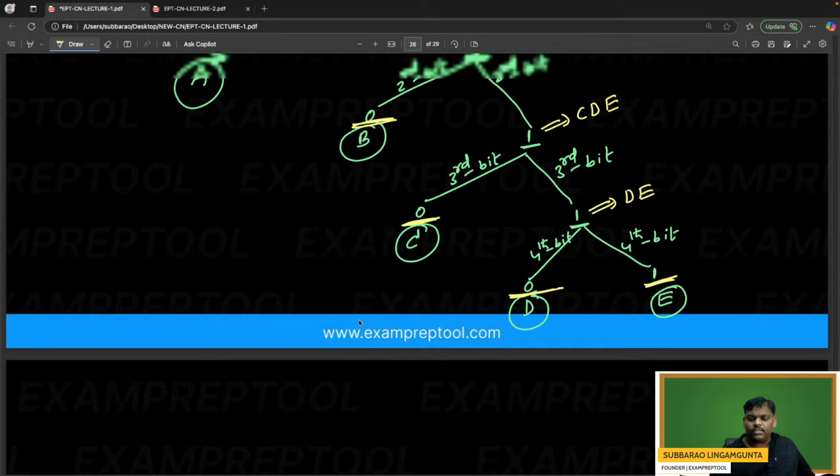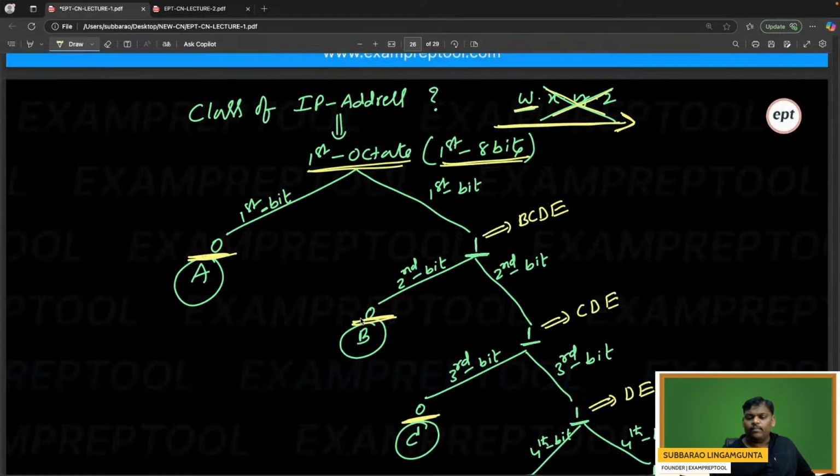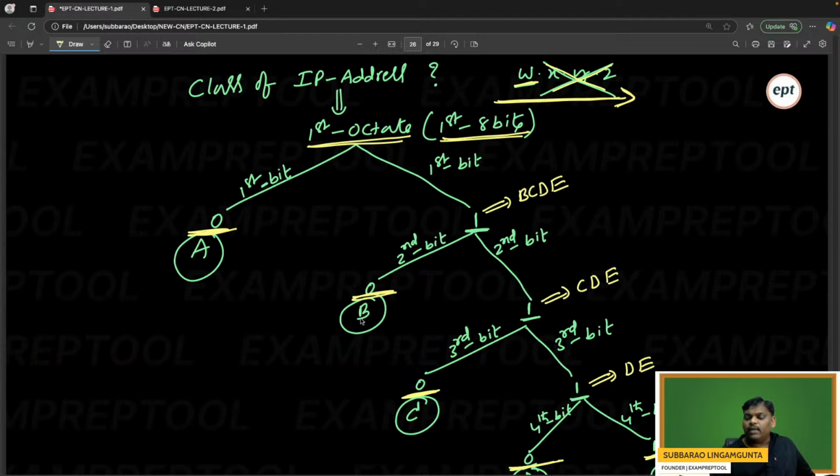Please try to catch this. It's a very, very important one. IP addresses will be divided into 5 classes, not 4, 5 classes. Now some people are asking, sir, how do I know which class this IP address is? By seeing the first octet from the left hand side. So the first octet means W. By seeing W, I can say that.